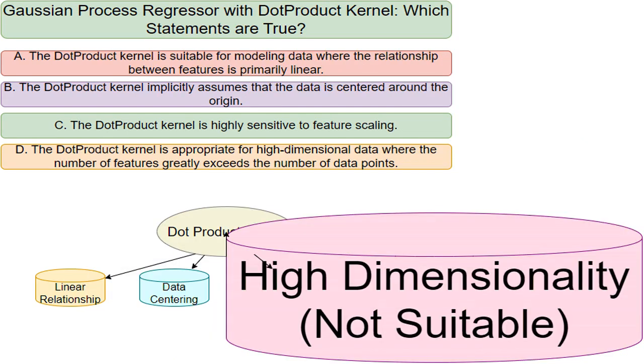Using the dot product kernel with tons of features compared to data points is typically a bad idea. It's like trying to find a needle in a massive haystack in a pitch-black room. It's hard to get reliable results and you end up with a model that might not generalize well. You'll likely need other, more appropriate kernels.